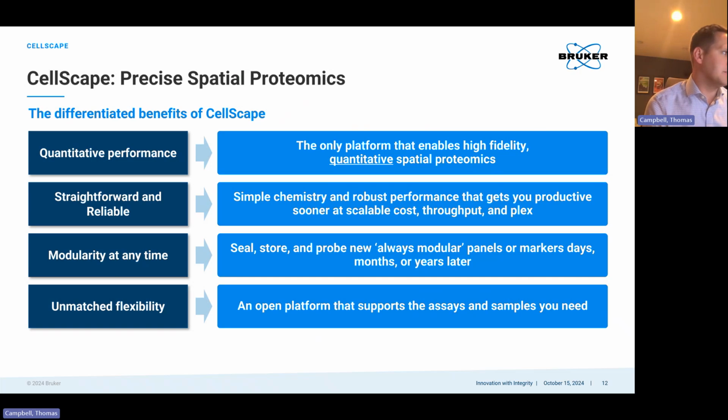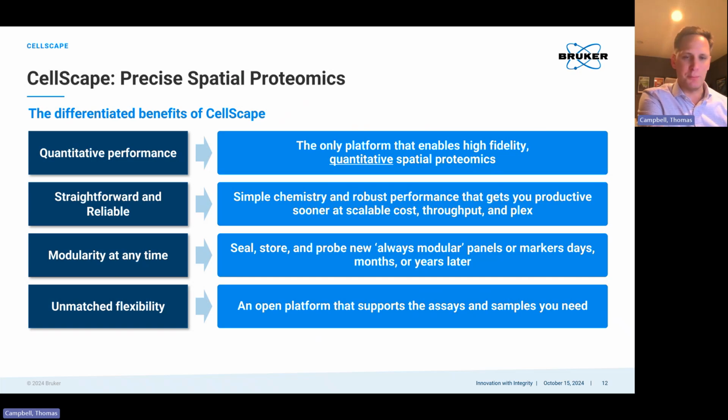We're really proud of the straightforward and reliable chemistry that we're able to deploy, which gives users really robust performance, and users are able to get to productive results much quicker and at a much more scalable cost, throughput and plex. Also, because of the straightforward and gentle chemistry that we're deploying, we have this feature of modularity at any time, the ability to store and probe samples over and over again across many days, months, and years. So we'll talk about that.